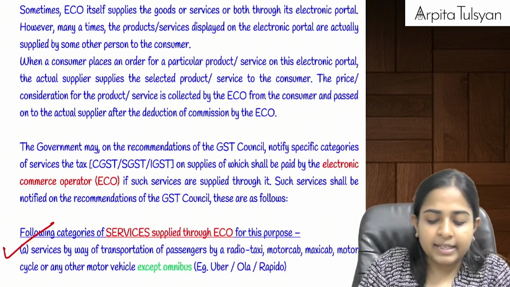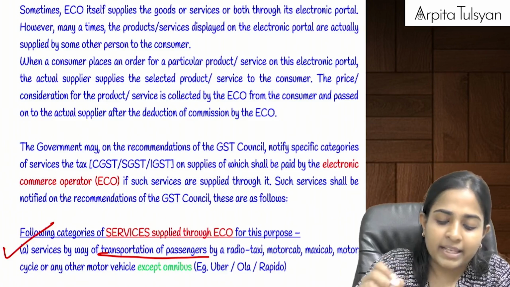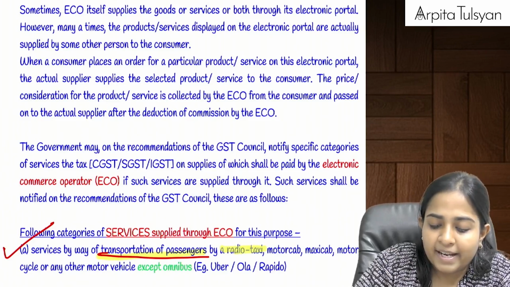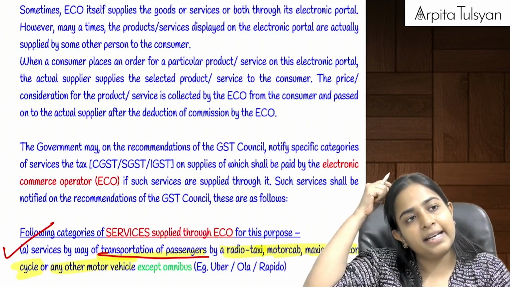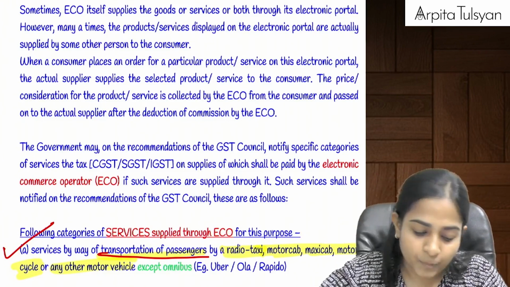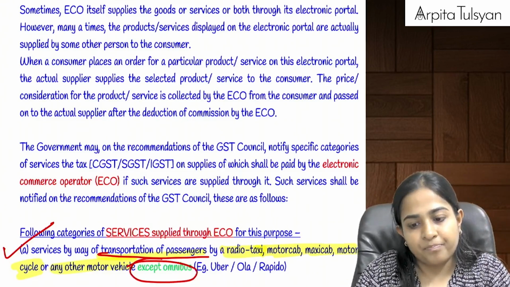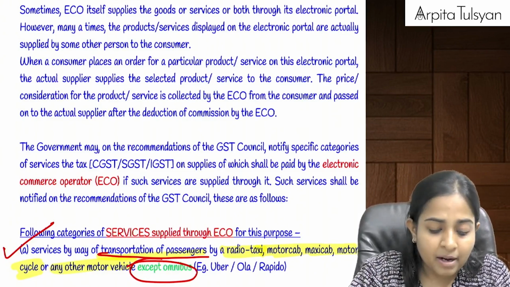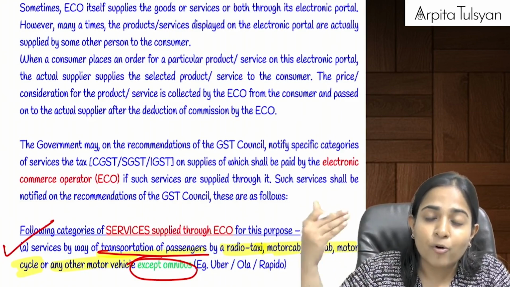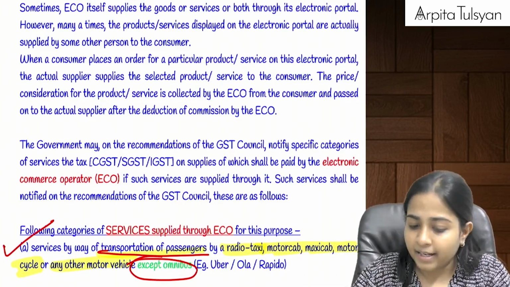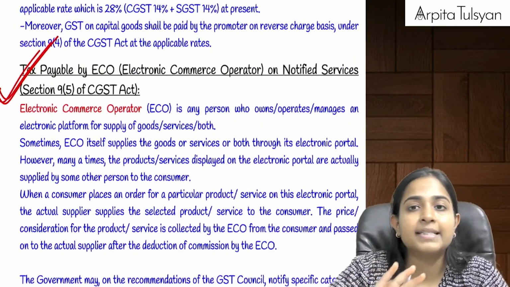Do you recollect this first point, transportation of passengers? Ola, Uber example we had taken. See what they have done now: transportation of passengers by radio taxi, motor cab, maxi cab, motorcycle or any other motor vehicle. Do you recollect we had taken the example of Ola, Uber, Rapido also? Yes. Now from that they are removing the term omnibus. Means if any person is providing service of transportation of passengers by omnibus through e-commerce operator, then that is not considered as a notified service, and therefore 9(5) will not be applicable. This is what we understand till now.